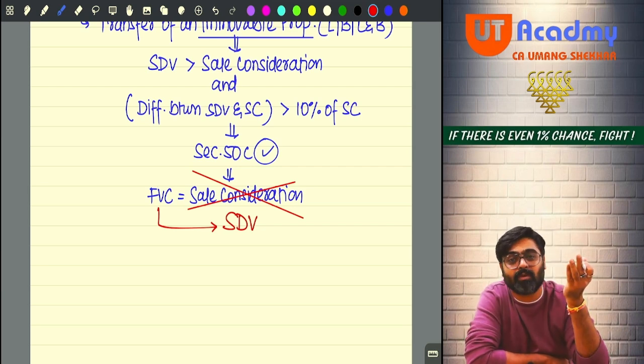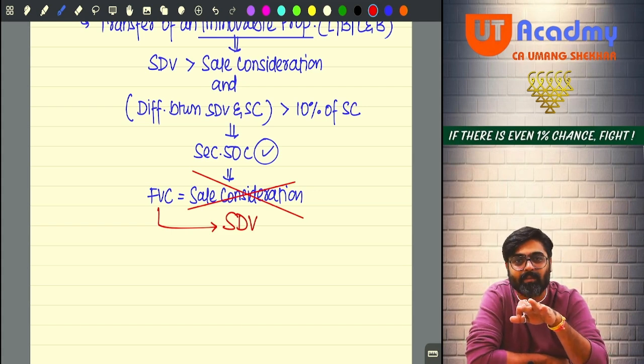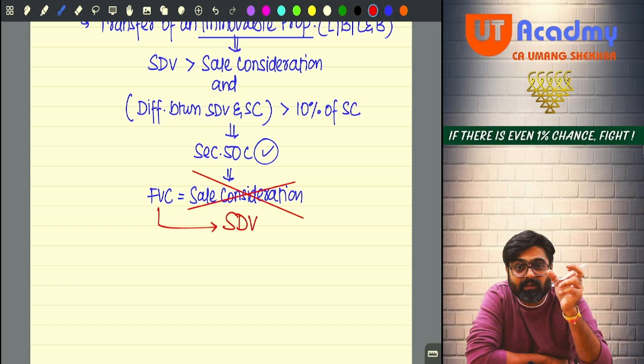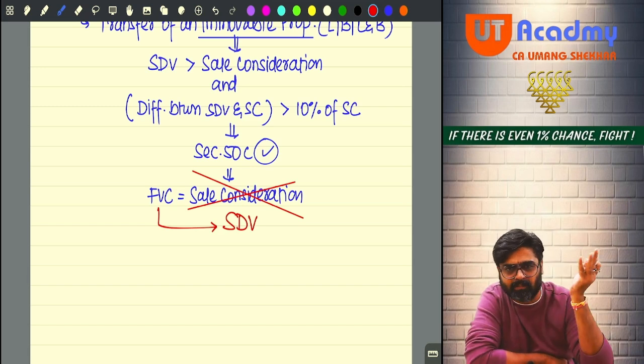Because they also know what the market value is and everything going on. Getting my point? Stamp duty authorities will conduct a survey. They will have their own research, and based on their survey and research, they will fix this value. And this value will be very less as compared to the fair market value also. Seriously, I am telling you.